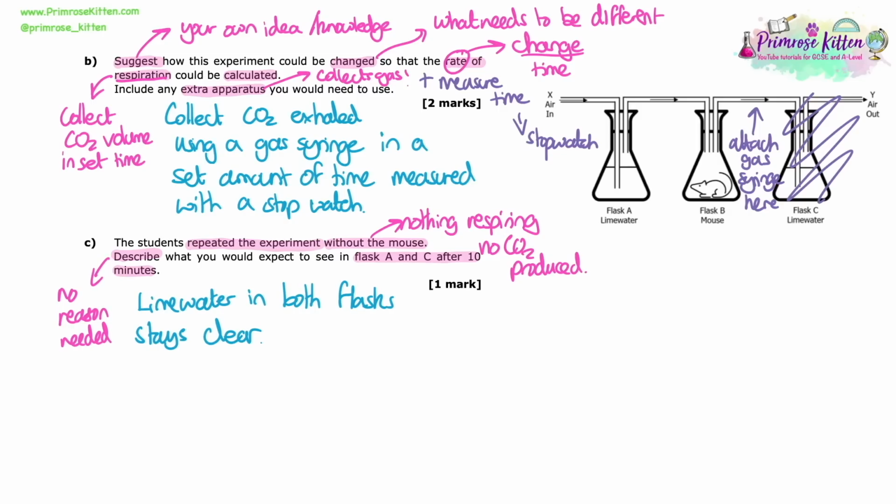So hopefully we can see it's quite an easy 1 mark question here. We just need to say that the lime water in both flasks would stay clear or does not go cloudy, because we would expect nothing to happen because there's no carbon dioxide coming from a source anymore.